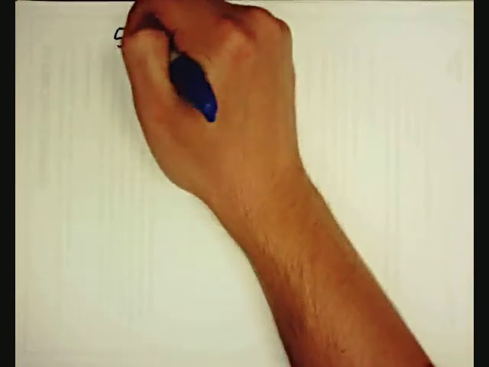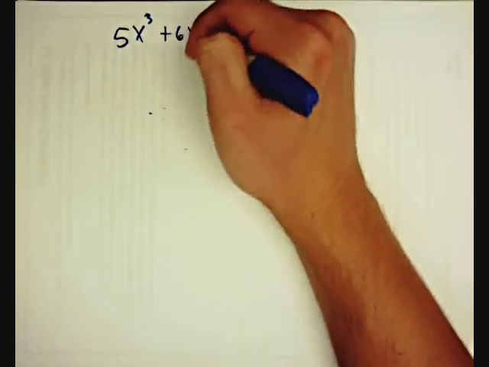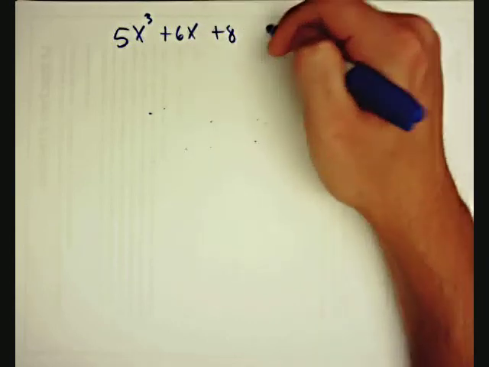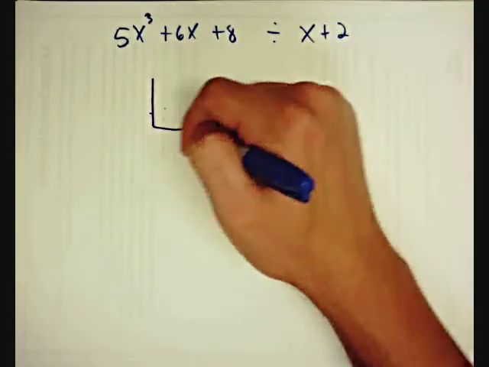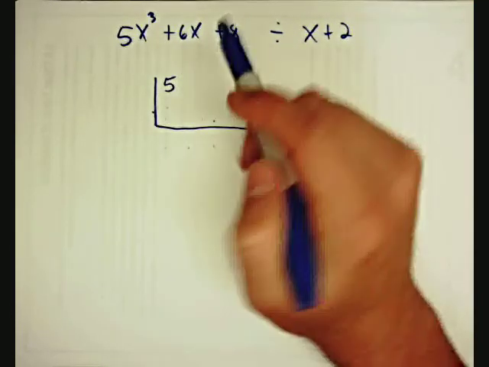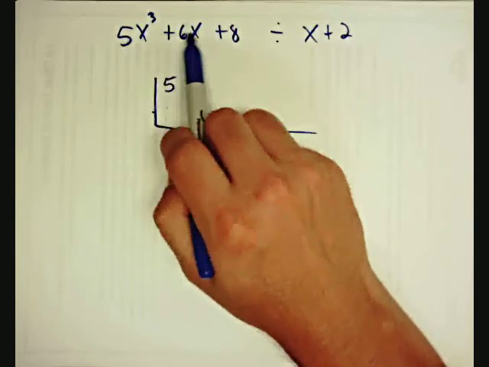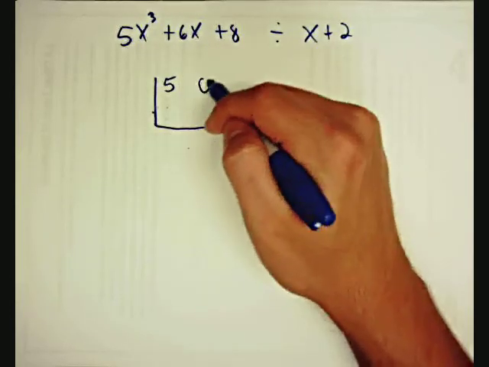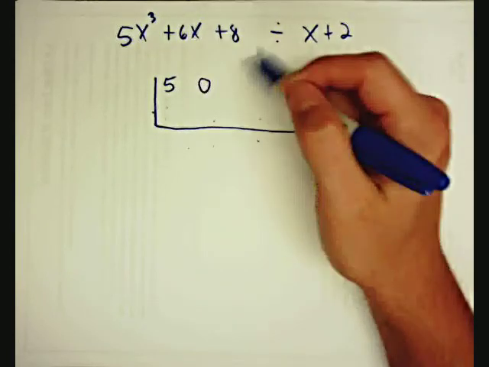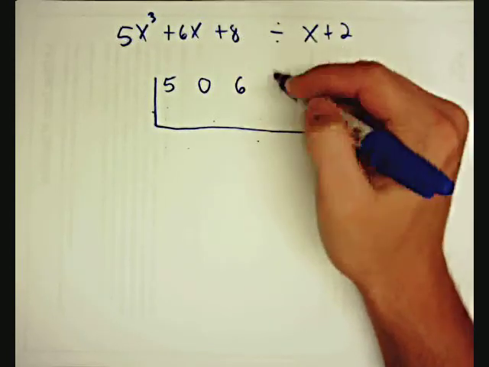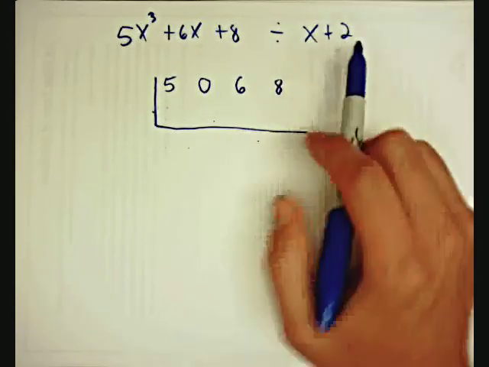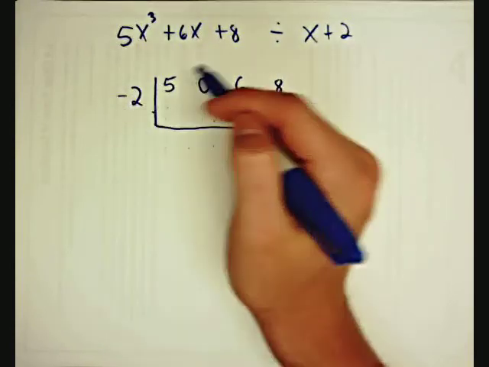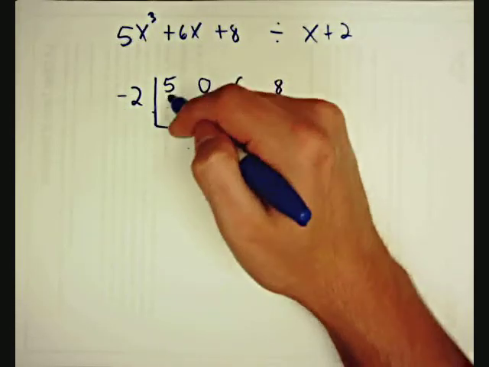Example 5, divide 5x cubed plus 6x plus 8 by x plus 2. Form our box. 5 for x cubed. We skipped x squared and went right to x, so we're going to put 0 for x squared, 6 for 6x, and then 8. Our c, we have x plus 2. Our c value will be negative 2. Okay, bring down the 5.